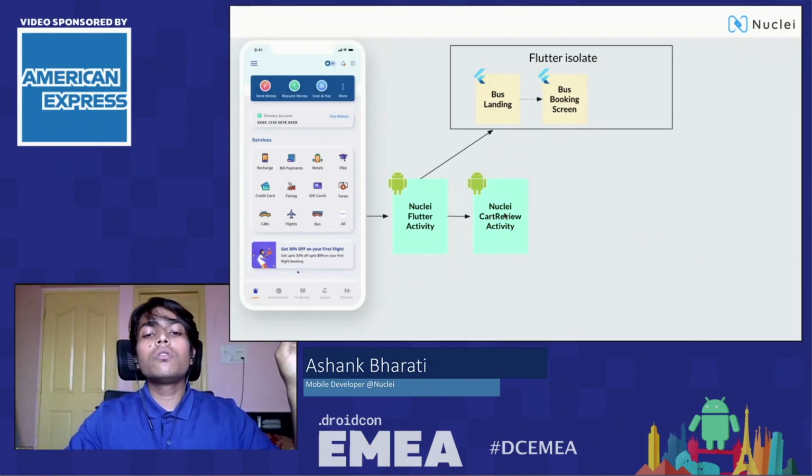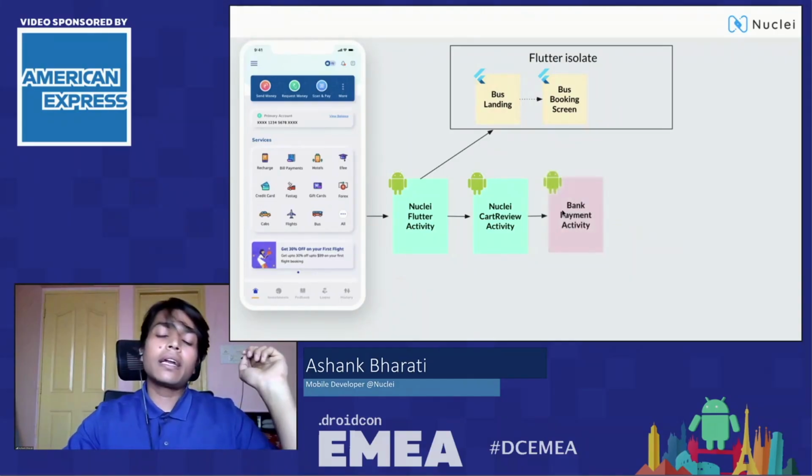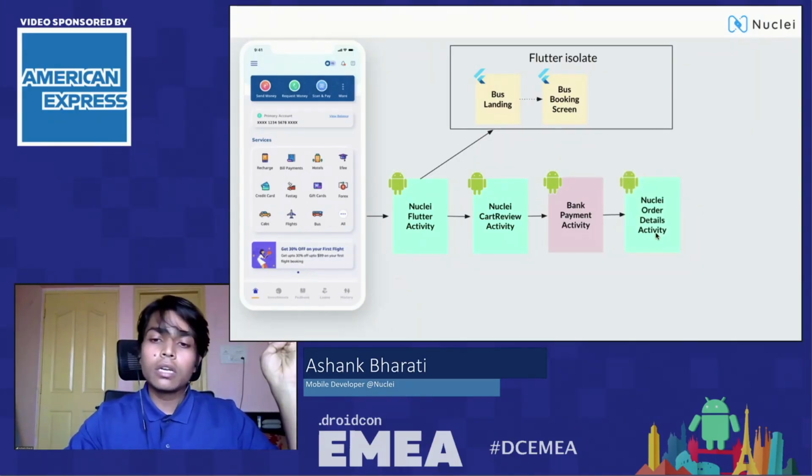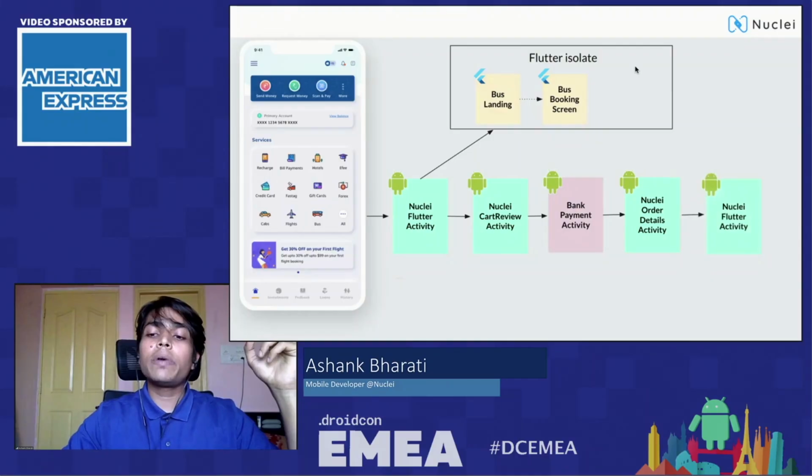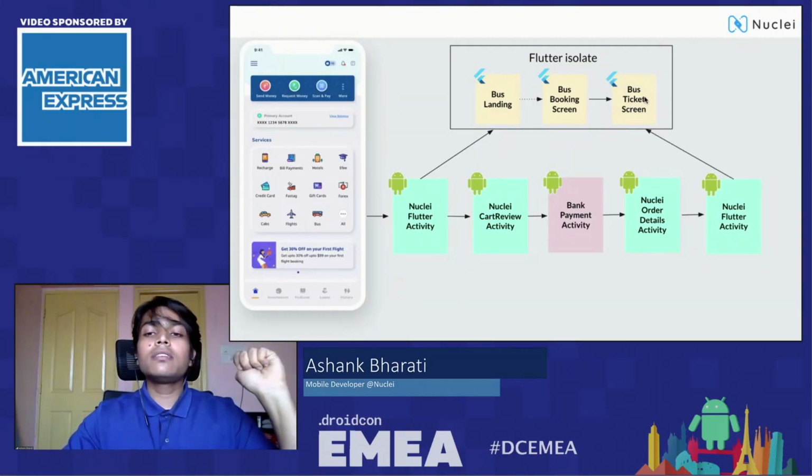Now I want to do the payment. For payment, generally the bank uses their own payment scheme, so we direct it to the bank payment activity. Then the bank payment activity gives us control back, and we open Nuclei order details activity, which is again in the native side core. Now, from order details activity, I want to see the bus ticket. There is a proceed CTA again, and that ticket screen is again built in Flutter. So I open Flutter activity, which triggers the Flutter engine code, and on the Flutter side I open the bus ticket screen. This is how it works.